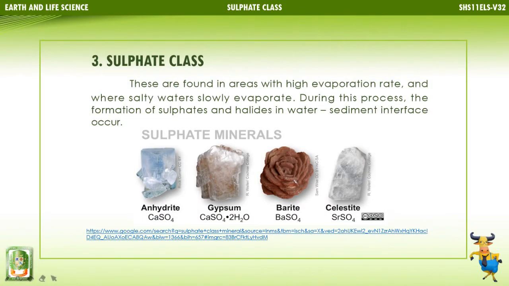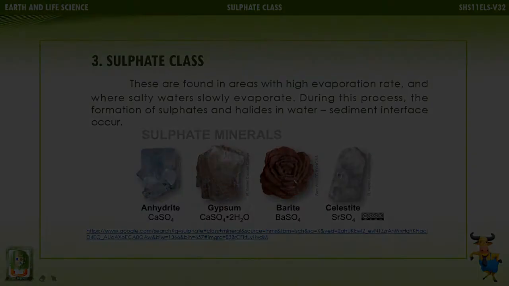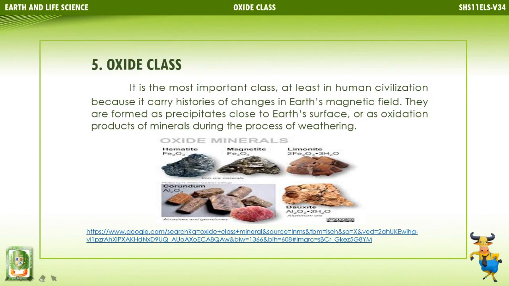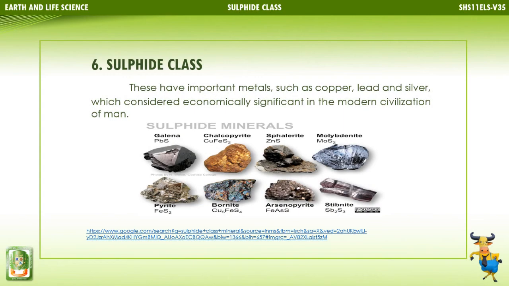3. Sulphate class. These are found in areas with a high evaporation rate, and where salty waters slowly evaporate. During this process, the formation of sulfates and halides at the water-sediment interface occurs. 4. Halide class. 5. Oxide class. It is the most important class, at least in human civilization, because it carries histories of changes in Earth's magnetic field. They are formed as precipitates close to Earth's surface, or as oxidation products of minerals during the process of weathering.